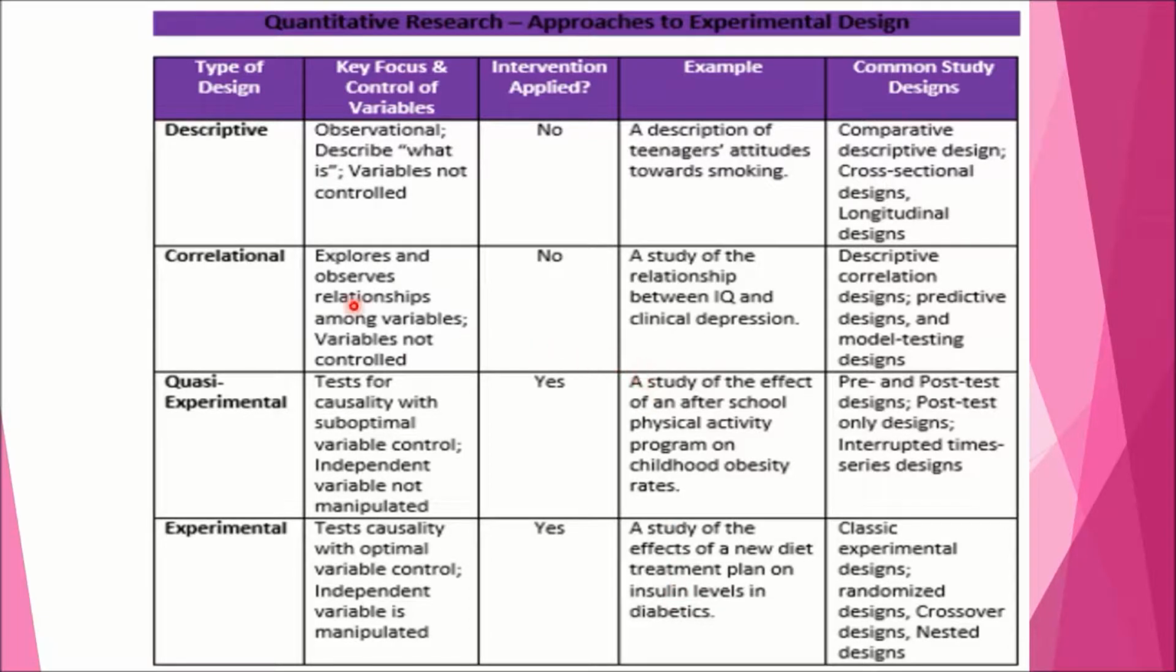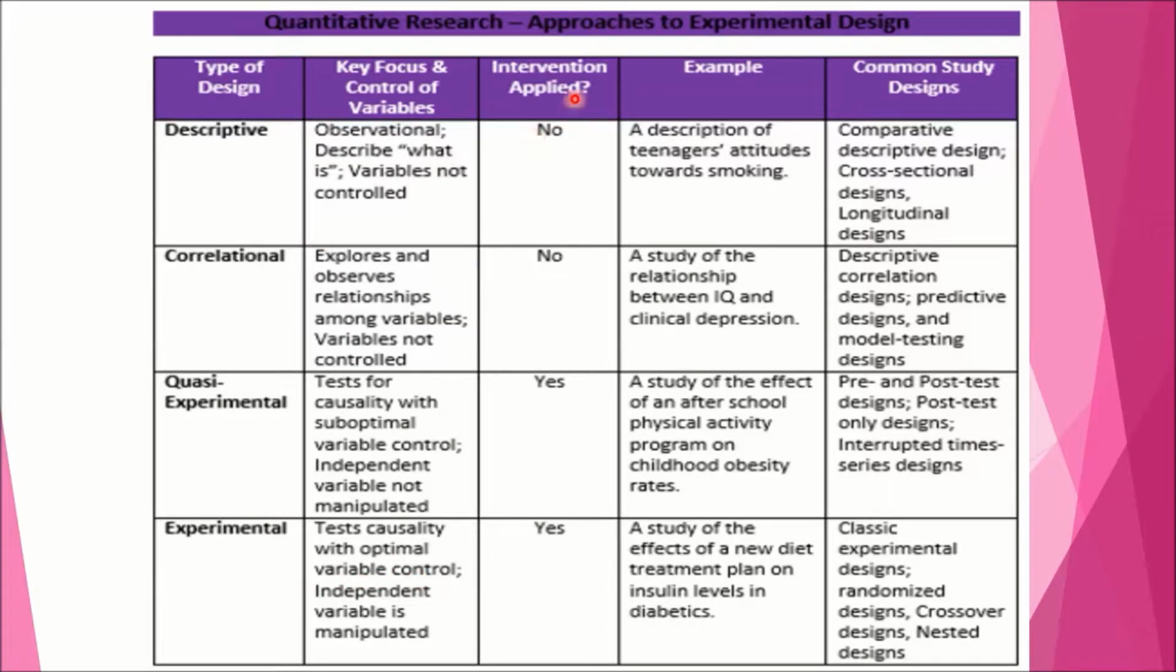Okay, in summary, ito yung 4, pero meron pang isa mamaya. So in summary, the quantitative research approach to experimental design. So sa descriptive, the key focus, observational, describing what is variable, not controlled. Then correlational, explores and observes relationships among variables, not controlled. Sa quasi-experimental naman, test for causality, with suboptimal variable control. And then sa experimental, test causality with an optimal variable control.